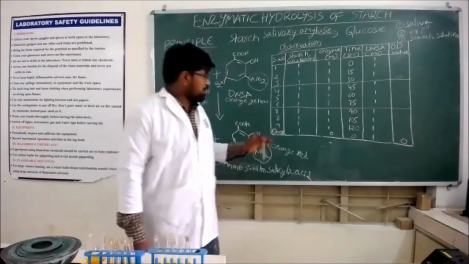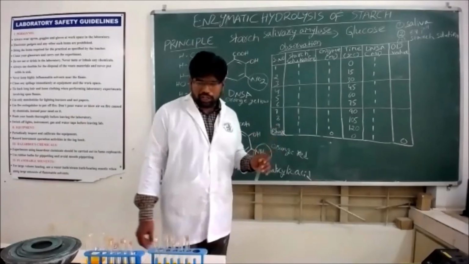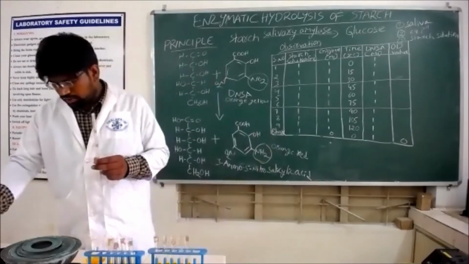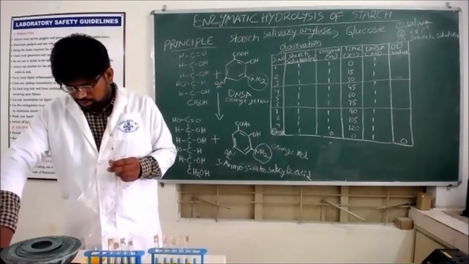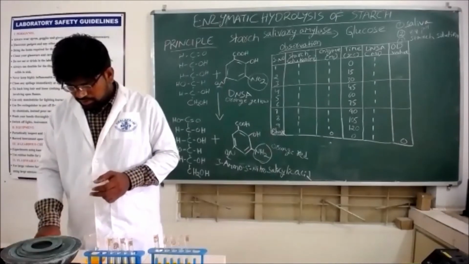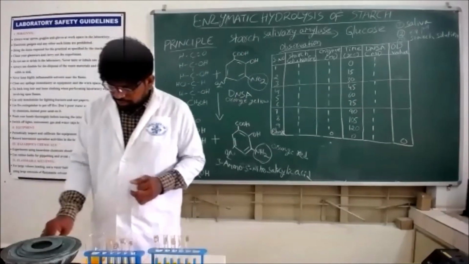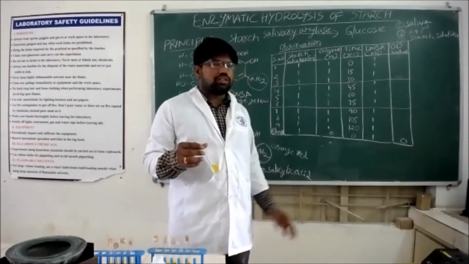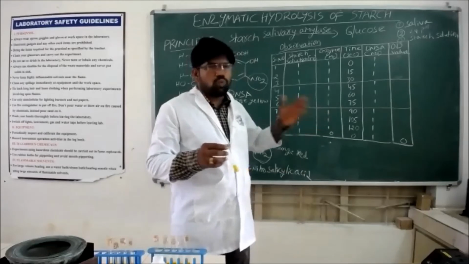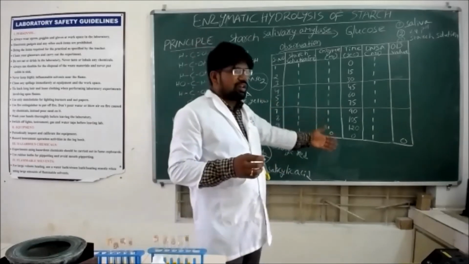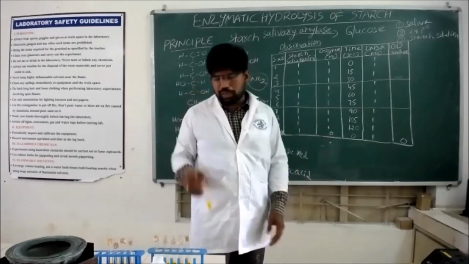Now regarding the blank preparation, take 1 ml of starch solution, 1 ml of distilled water, and immediately add 1 ml of DNSA reagent. In this way you make the blank.